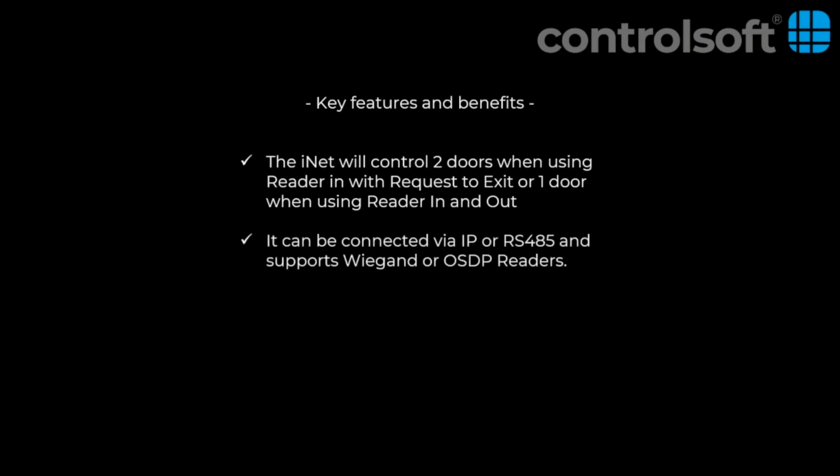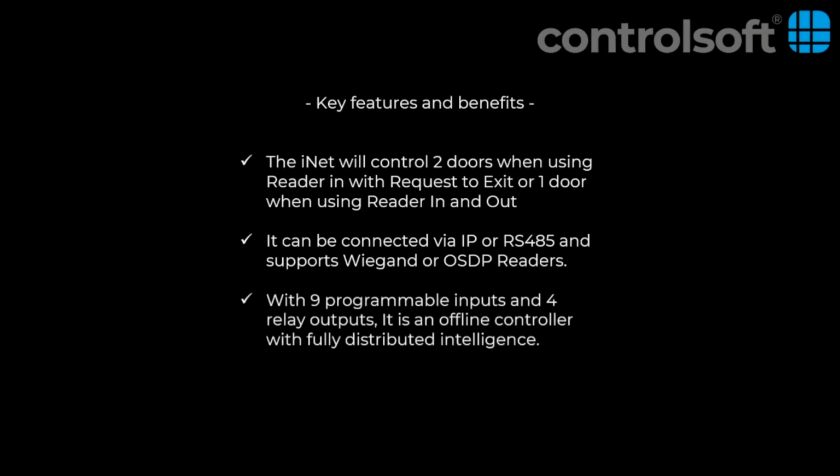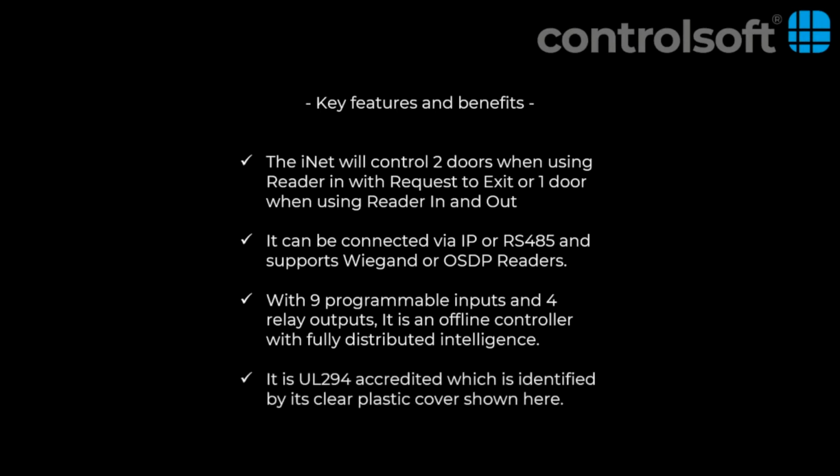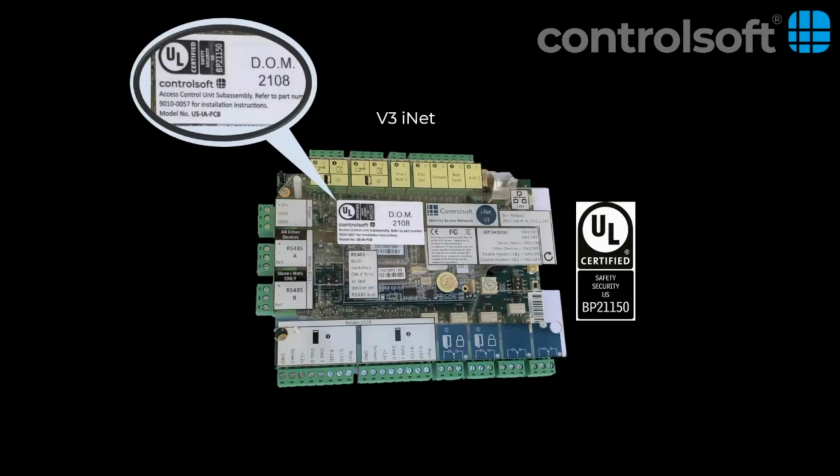Some of the key features of the iNet door controller are as follows. The iNet will control two doors when using reader in with request to exit, or one door when using reader in and out. It can be connected via IP or RS485 and supports Wiegand or OSDP readers. With 9 programmable inputs and 4 relay outputs, it is an offline controller with fully distributed intelligence. It is UL 294 accredited, which is identified by its clear plastic cover shown here. So let's now look at the iNet in more detail.